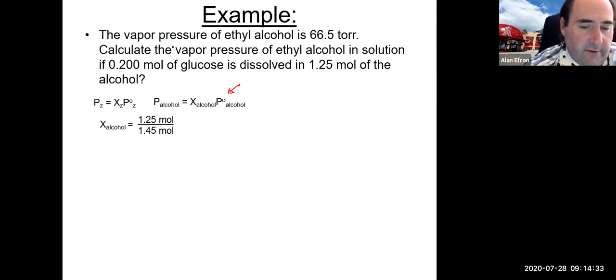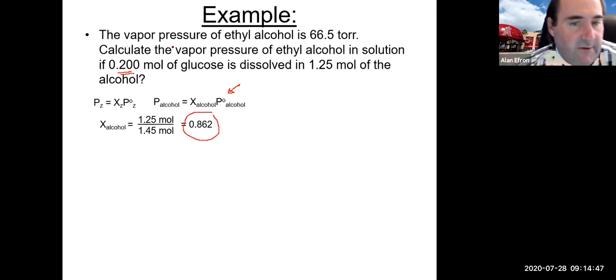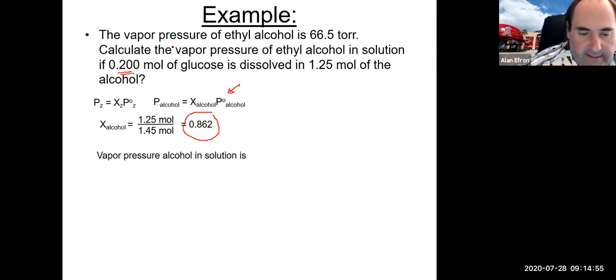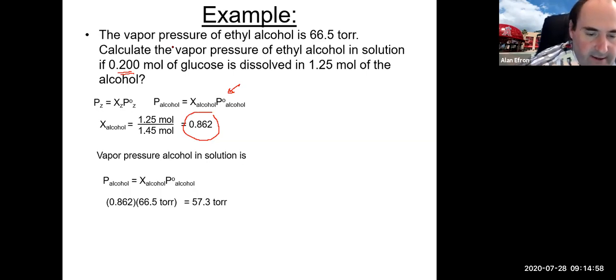divided by the total moles, which in this case is 1.25 and 0.2. So 1.25 divided by 1.45 gives us a mole fraction for the alcohol of 0.862. And again, that's calculated exactly how we would calculate mole fraction previously. Now, putting this into our formula, we would take our mole fraction times the vapor pressure of ethyl alcohol by itself, which is 66.5. And what we see is we end up with a vapor pressure of this solution of 57.3.